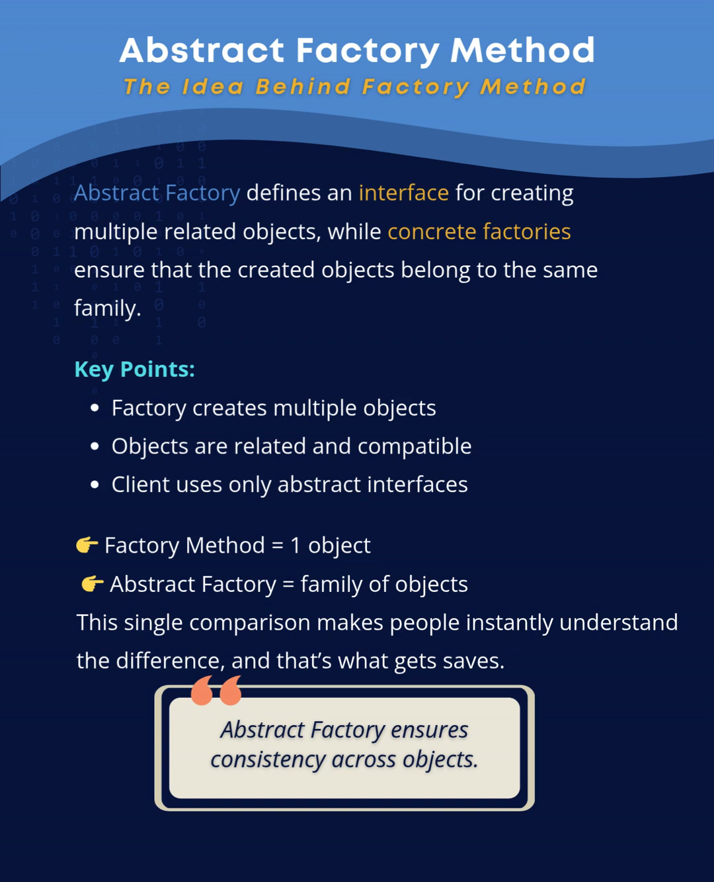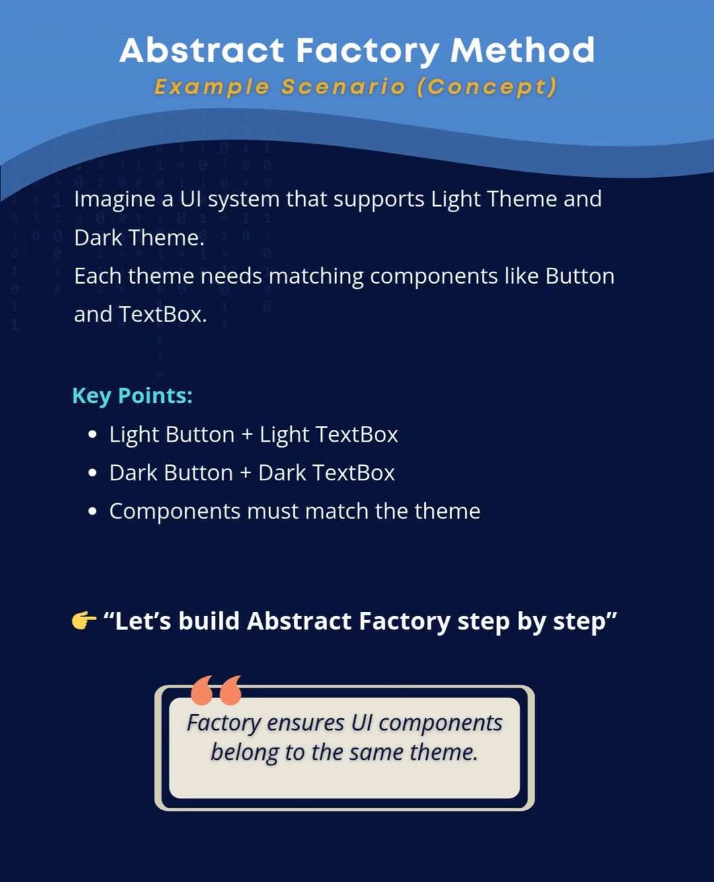Let's make this real. Imagine a UI system that supports both a light theme and a dark theme. Each theme needs matching components, a button and a text box. The rule is simple. Light button must always pair with light text box, and dark button must always pair with dark text box. You cannot mix them. The abstract factory pattern is exactly what enforces this rule. As the slide says, let's build this step by step.